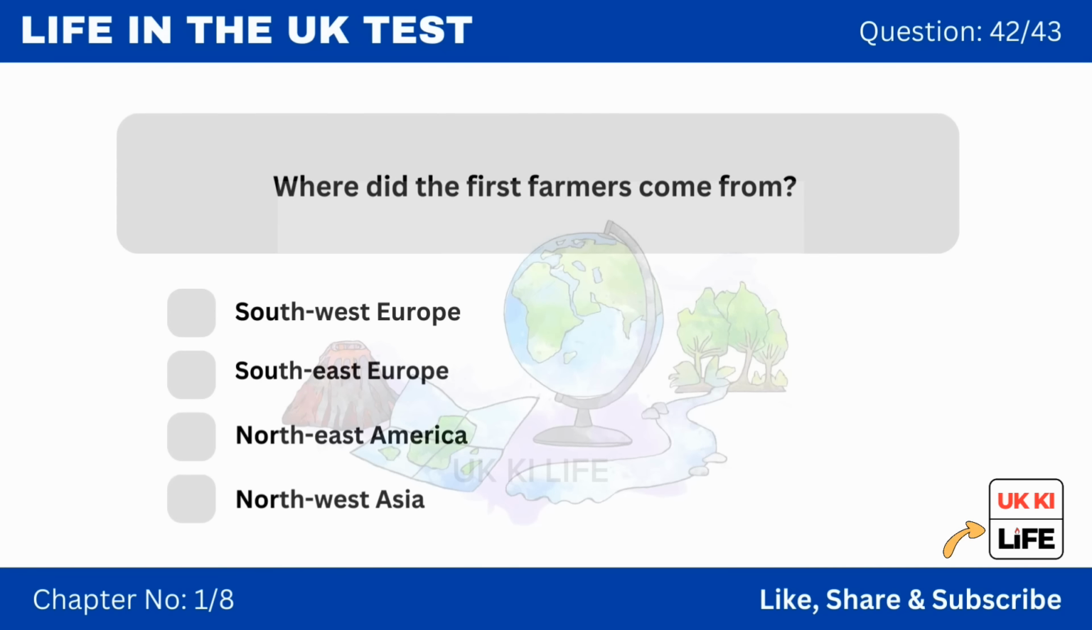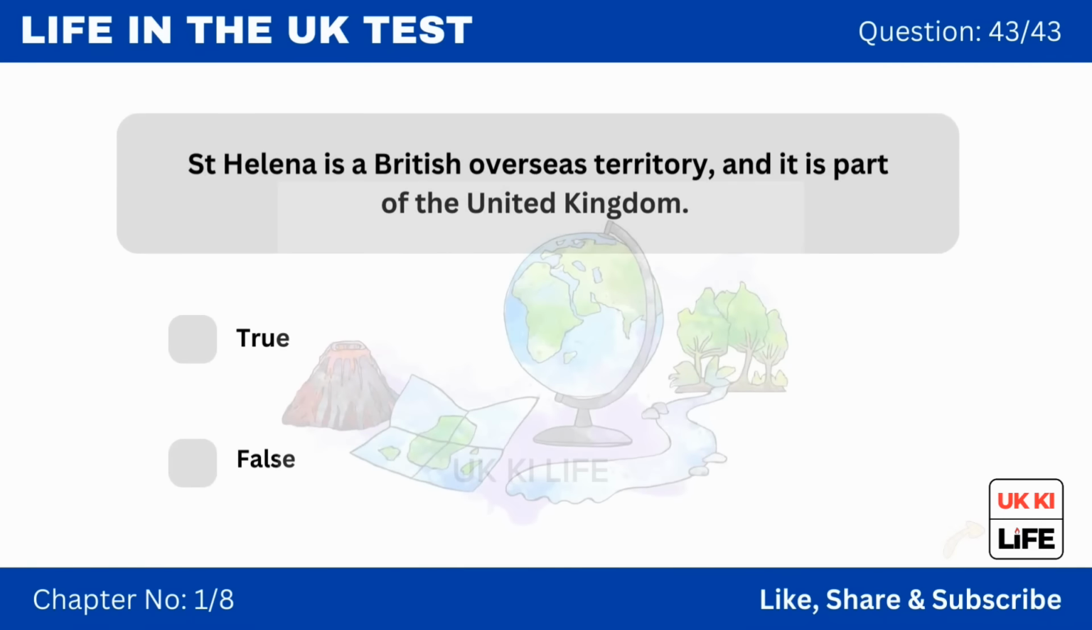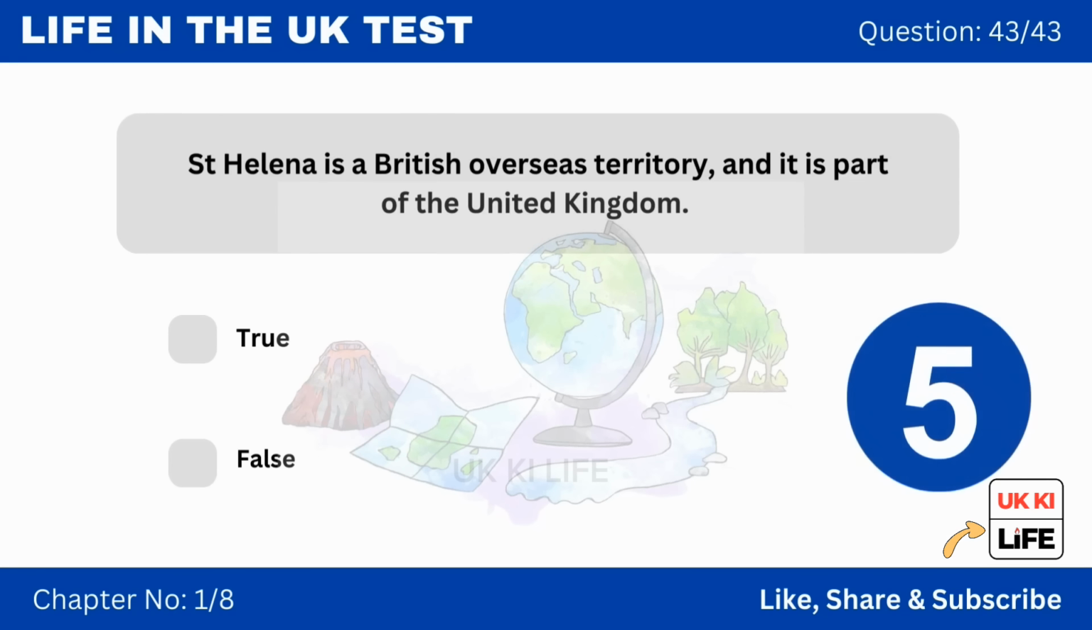The correct option is B. Explanation. The first farmers arrived in Britain 6,000 years ago. The ancestors of these first farmers probably came from Southeast Europe. Question 43. St. Helena is a British overseas territory, and it is part of the United Kingdom. True. False.